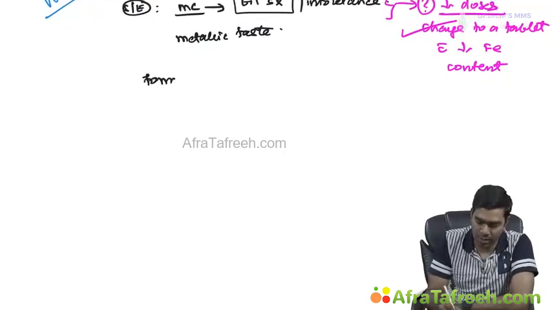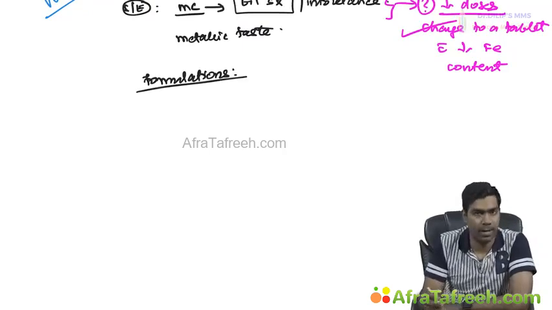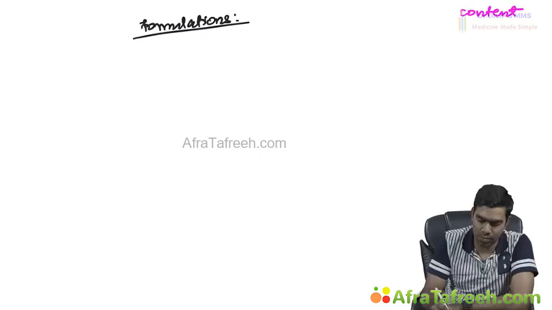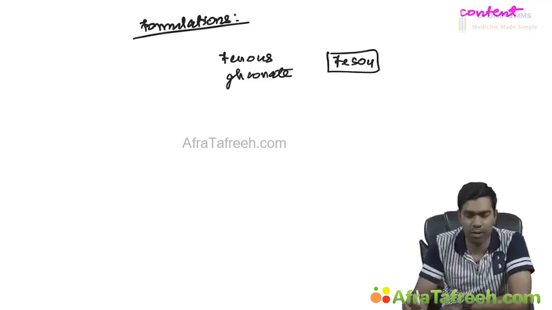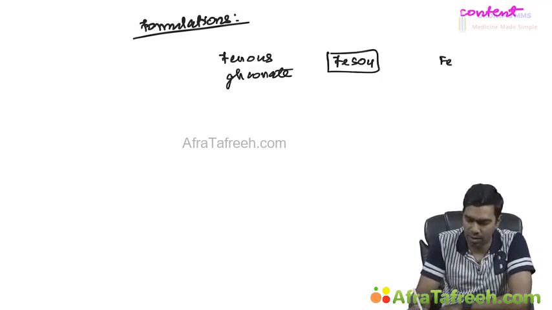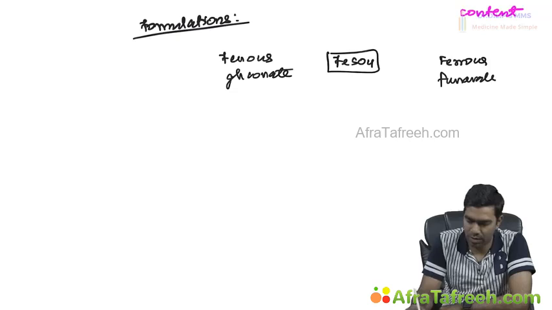So what are the formulations available? What are the ways you can replace this iron through tablets? You have 3 formulations basically. One is called ferrous gluconate, and the second one is ferrous sulfate, which is the standard of care in many of the government hospitals even now. And the third one is ferrous fumarate. So you have 3 different formulations.